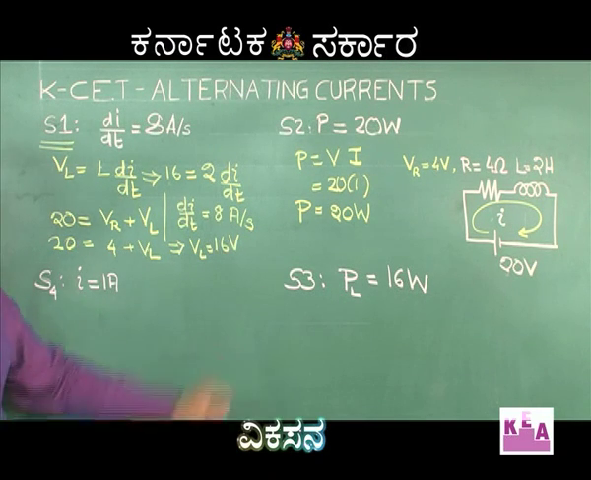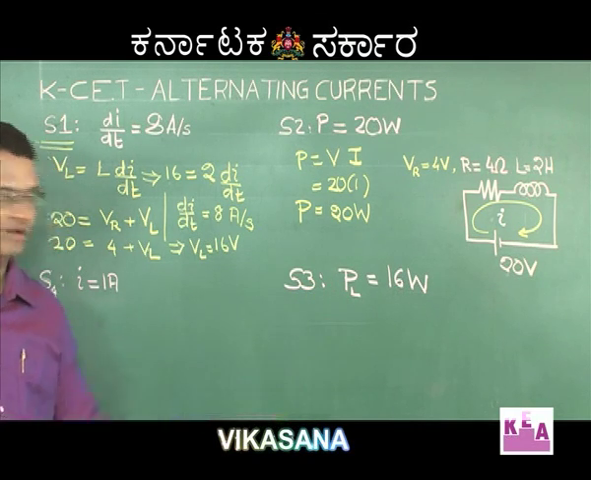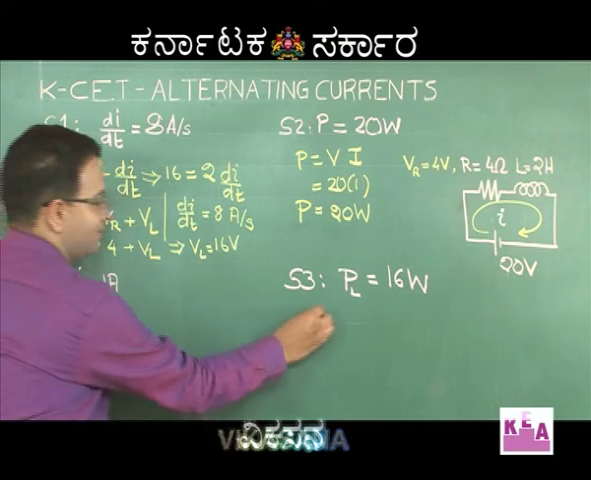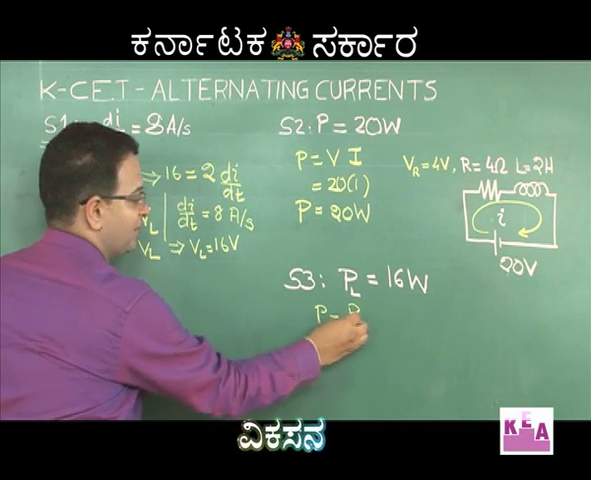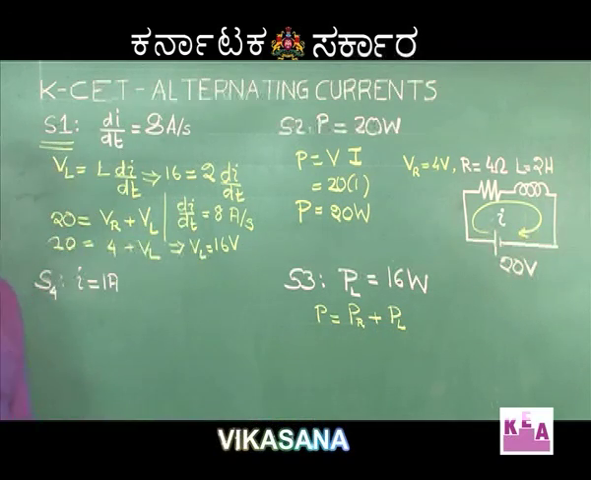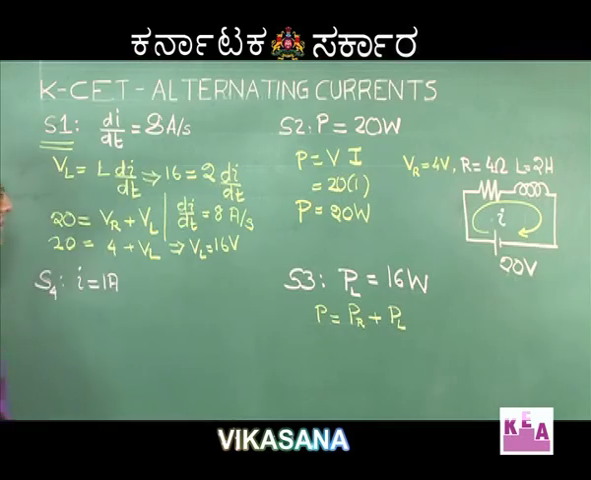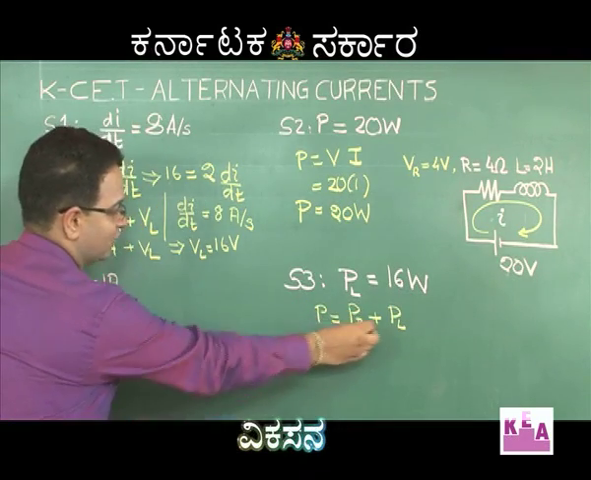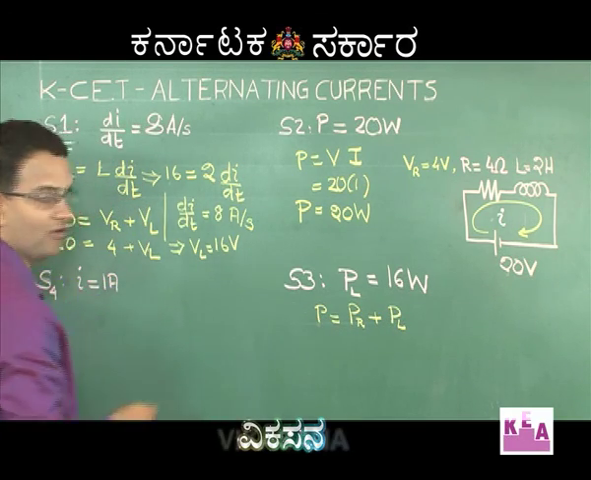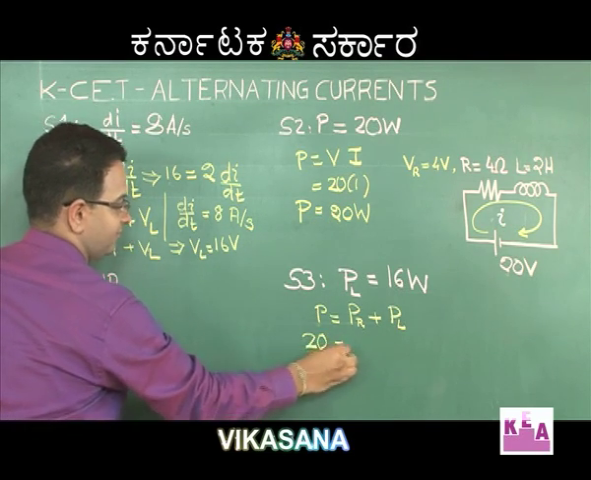Now, let us go to statement 3. Statement 3 is the power stored in the inductor is 16 watt. Now, we know that the total power is nothing but the power dissipated in the resistor plus the power stored in the inductor. Now, the power which is going to be stored in the inductor, let us find, will be PL is equal to P minus PR. Now, we already got the value for P. The value of P is 20 watt.